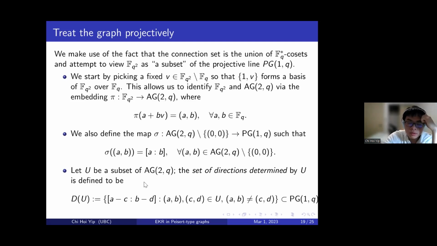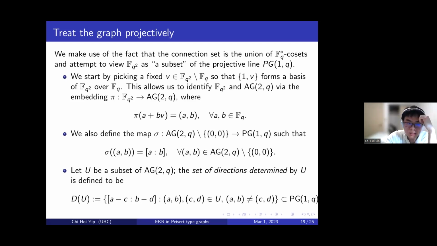We also need to identify a subset of AG(2,q) as a subset of PG(1,q). One way to do that is to look at the slopes defined by those points. Informally, we can define the set of directions determined by U. This is just the difference of those points written in projective coordinates, and this is a subset of PG(1,q).